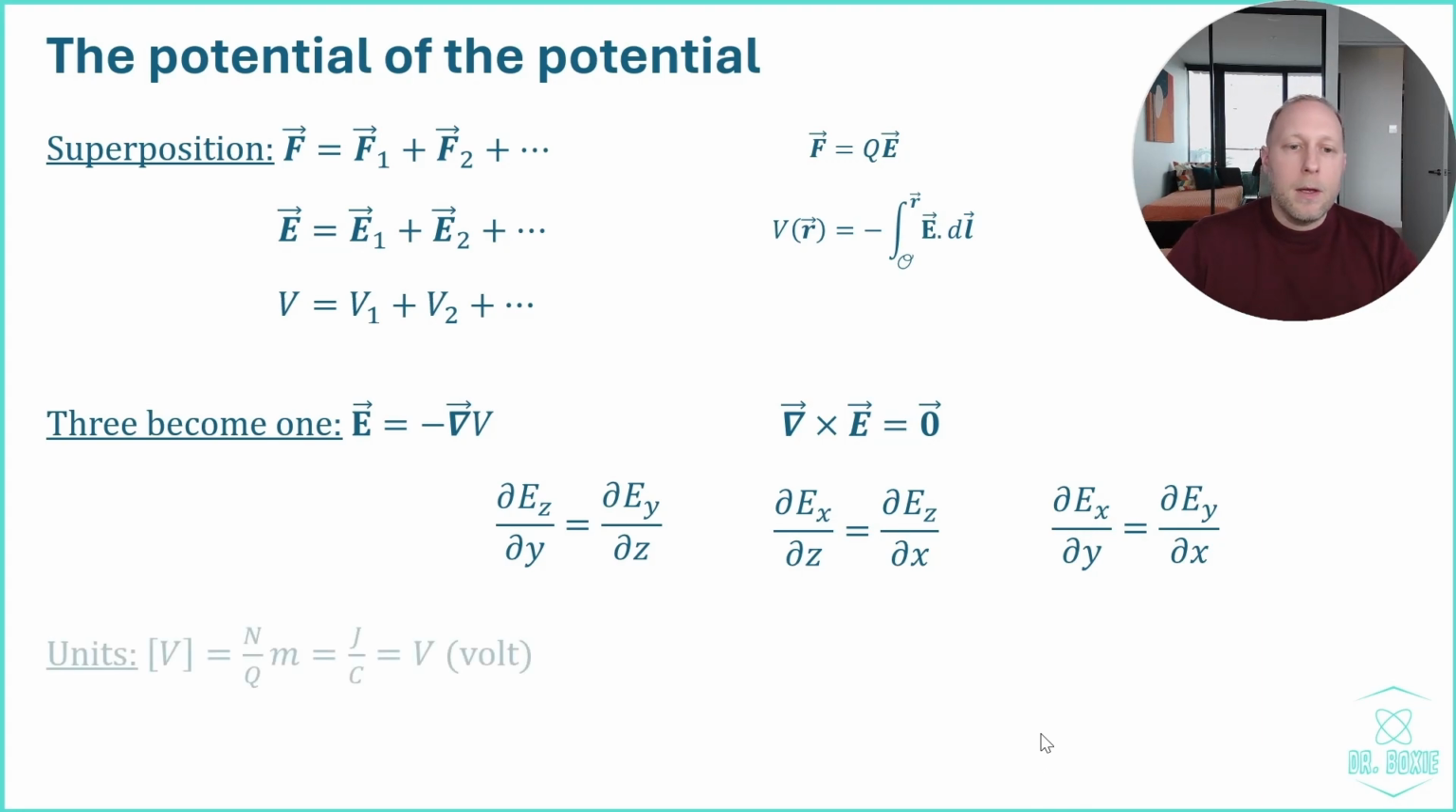The units of the electrostatic potential are, well, the potential is defined as the integral of E dot dl. E has units of Newton per Coulomb, and dl is meters, and so V has units of Newton meters per Coulomb. Now Newton times meter is joules, so we have joules per Coulomb, and joules per Coulomb gets the name volt. So the unit of this electrostatic potential is volt.